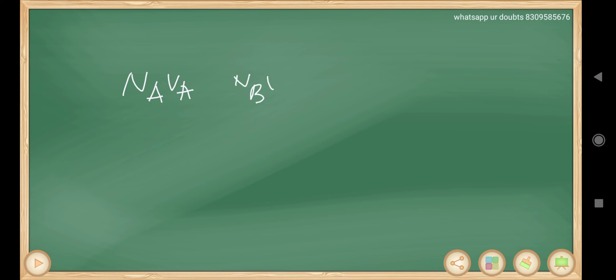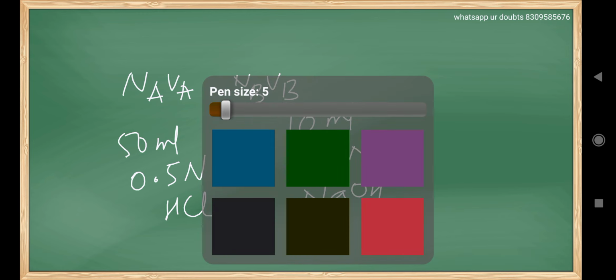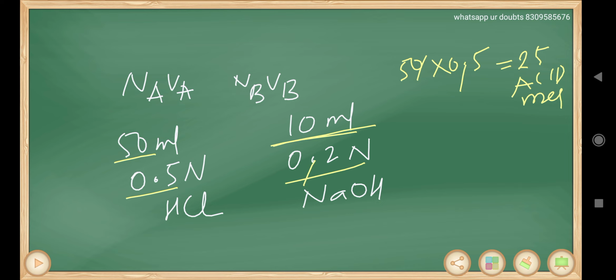See one more example. For example, you are having 50 ml 0.5 N HCl. Similarly, 10 ml 0.2 N sodium hydroxide. Check here, 50 into 0.5. That is 25 milliequivalents of acid. And here 10 ml into 0.2, that is only 2 milliequivalents of base. So this is an acid dominating one, that means pH will be definitely below 7.